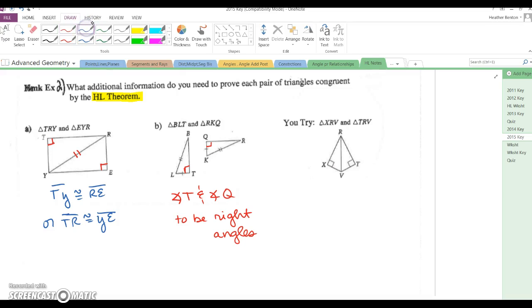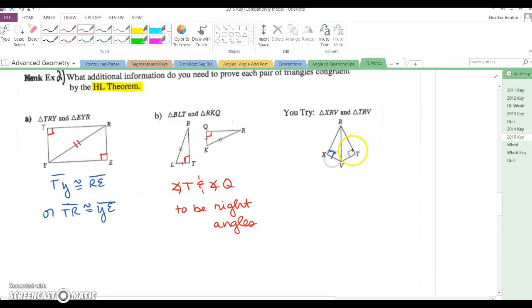Okay, now let's look at the U-try. So you have your right angles, but that's all that's marked up on here. So let's continue. We go through our checklist. We do not have arrows. We do not have vertical angles, but we do have a common side. Our hypotenuses are congruent. There's actually nothing else we can mark up on these pictures. So now at this point, what do we wish we had? Well, we need another side to be congruent. So XV to be congruent to VT, or XR to be congruent to RT would work. Either one of those.